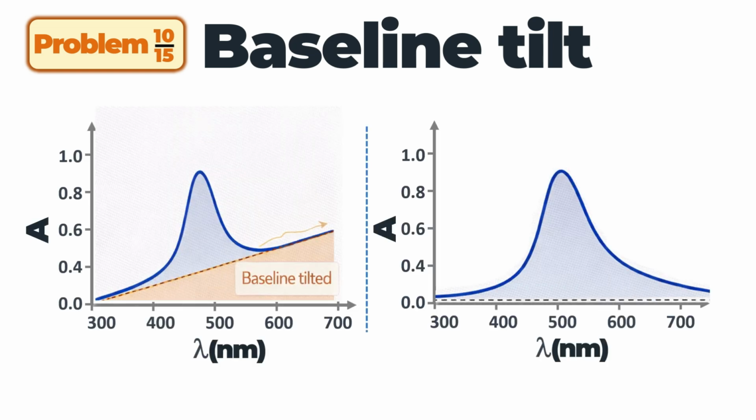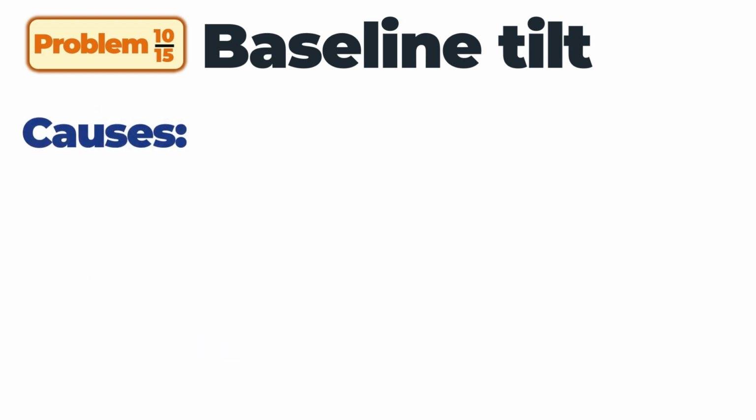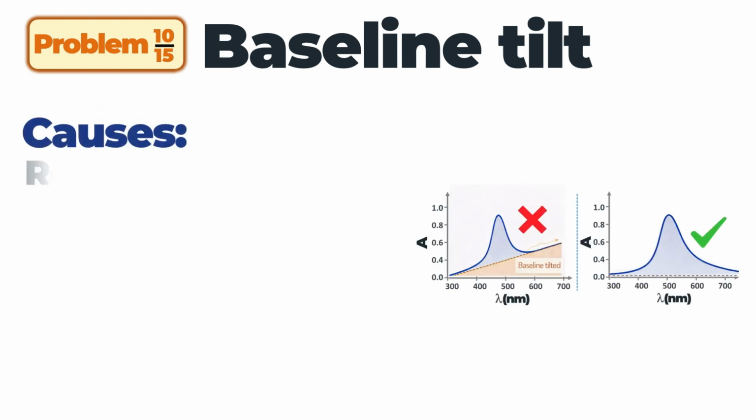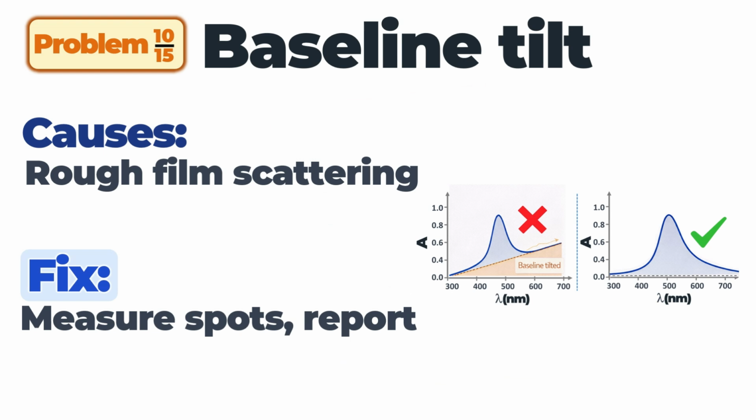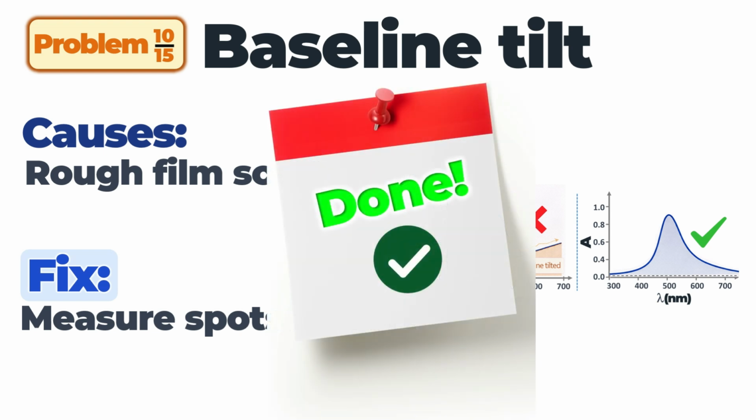Problem 10. Baseline tilt. If your film is rough or inhomogeneous, it will scatter light at shorter wavelengths, tilting your baseline. Measure at least 3 different spots to average the scattering and ensure your alignment is perfectly perpendicular.